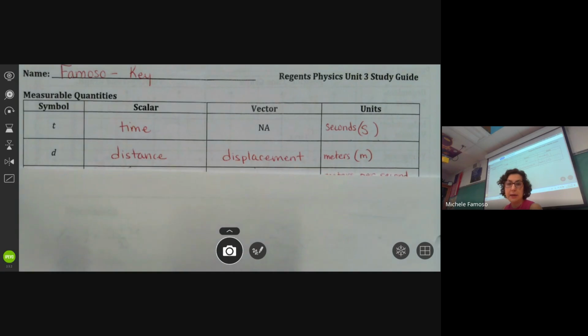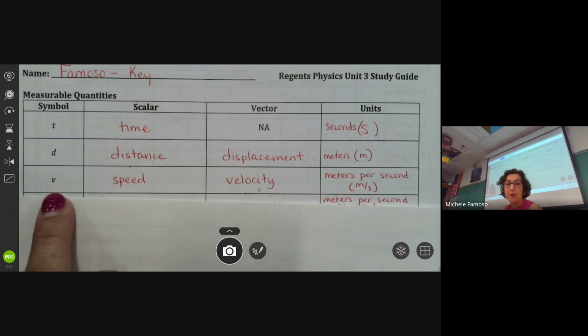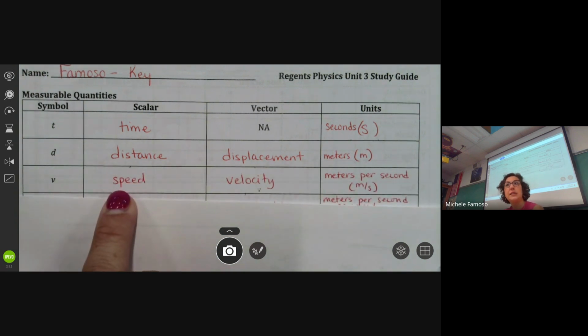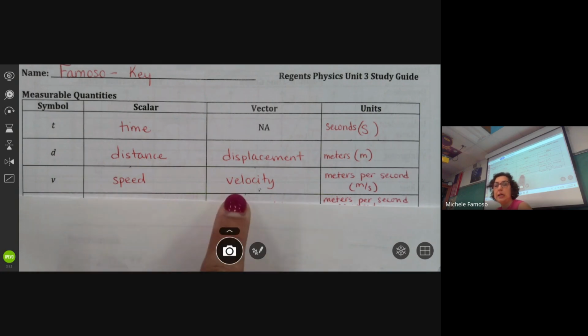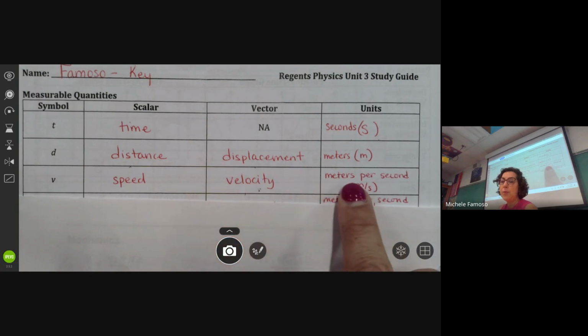Then D, if it's a scalar quantity, it stands for the term distance. If it's a vector quantity, it stands for the term displacement. It will always be measured in the unit of meters when we do a calculation, and that's abbreviated with a lowercase m. The variable v, if it's a scalar quantity, it stands for the term speed. If it's a vector quantity, it stands for the term velocity. They are both measured in meters per second, which we abbreviate as m over s.